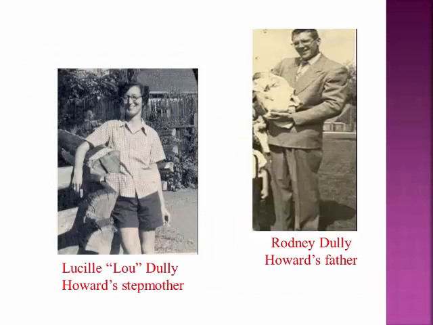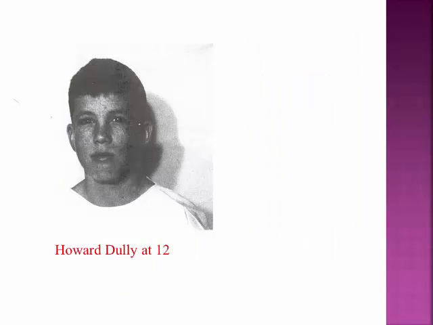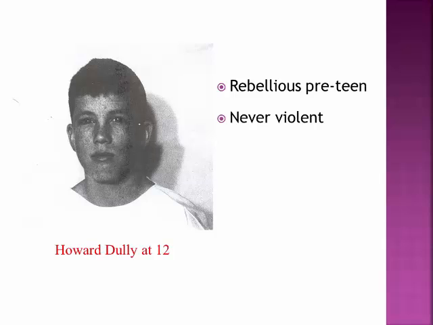Howard's father remarried Lucille Lou Dooley when Howard was 7. Lou was very strict with Howard and often spanked him when he misbehaved or was rebellious. As a preteen, Howard was a troubled child and often acted out when he was bored at home or at school. He was often disobedient and stubborn, but he was never violent toward anyone.